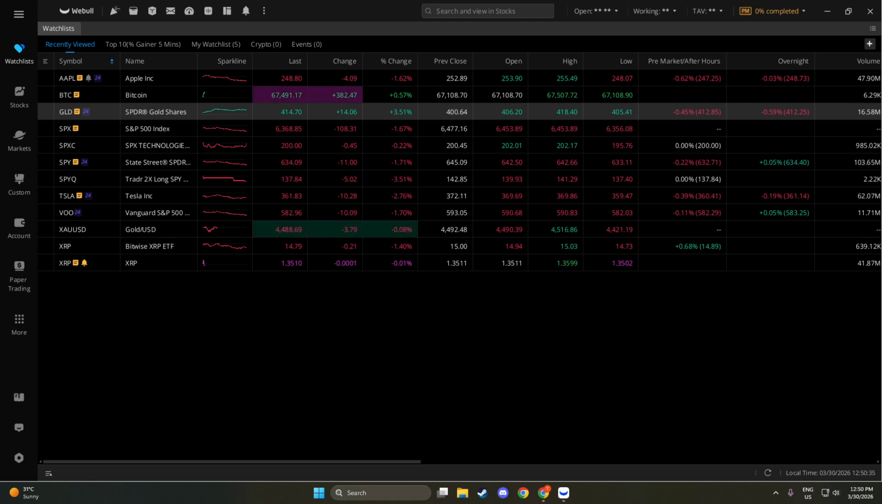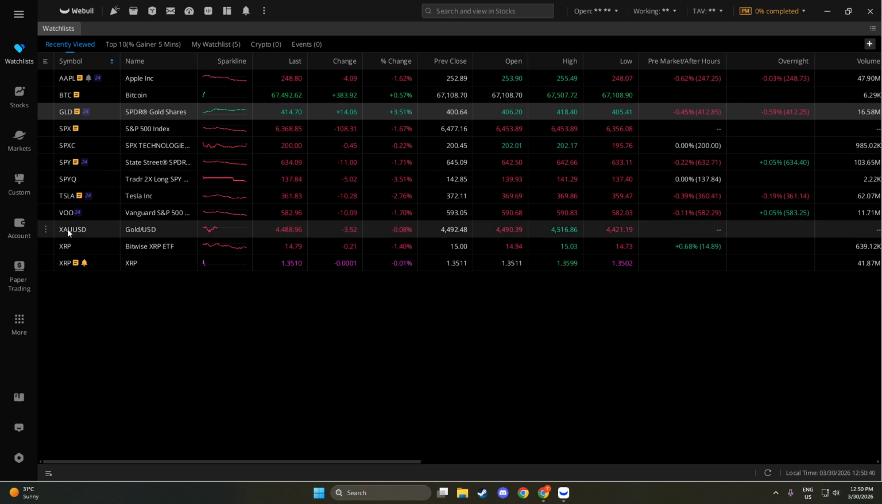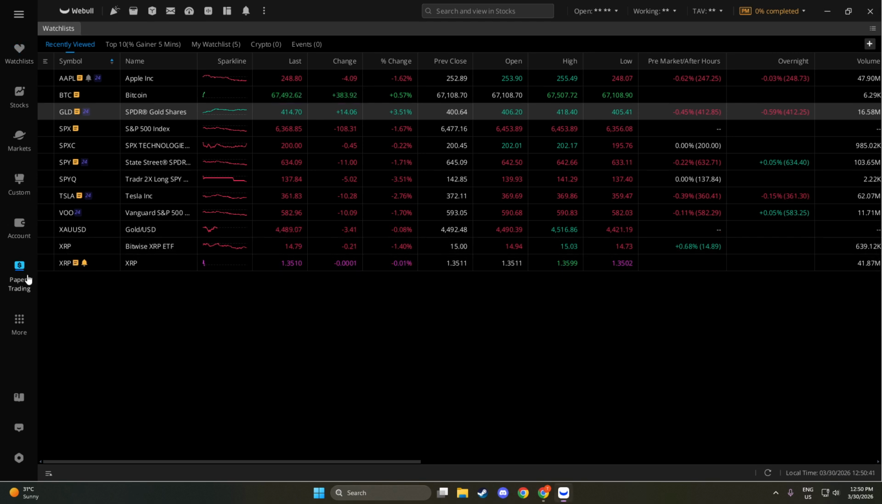First, open Webull desktop and log into your paper trading account. Paper trading is a great sandbox. It mirrors the platform's tools without risking actual capital, which makes it perfect for learning order types like stops.